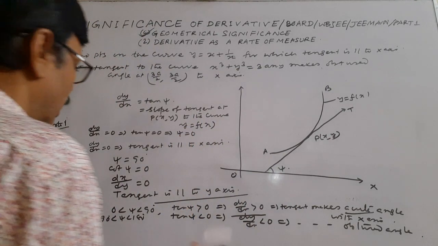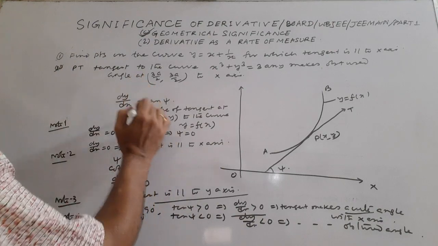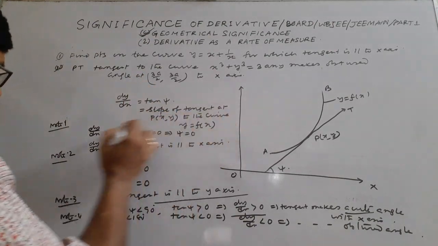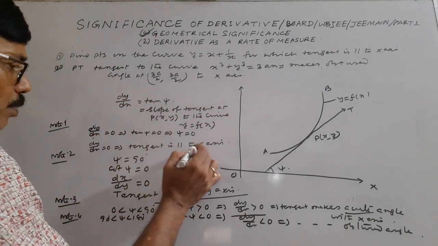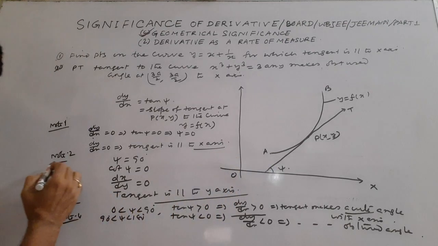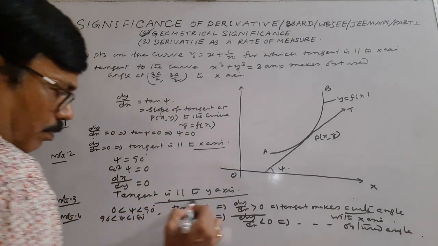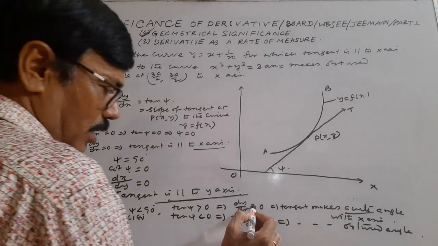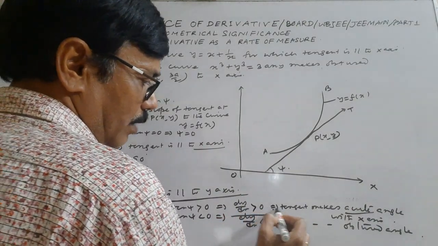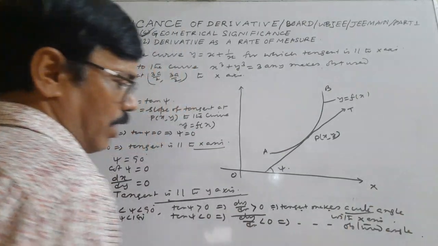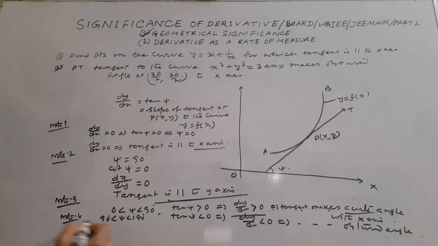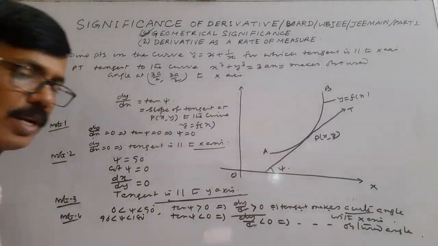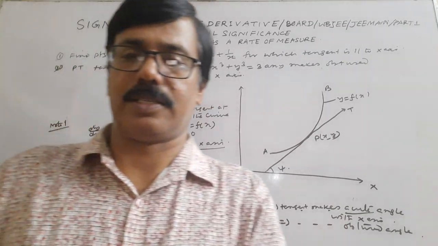Now listen again. dy by dx is the slope of the tangent. dy by dx equals 0, tangent parallel to the x-axis. dx by dy equals 0, tangent parallel to the y-axis. dy by dx greater than 0, that is an increasing function, and the tangent makes an acute angle with the x-axis. dy by dx less than 0, the tangent makes an obtuse angle with the x-axis.